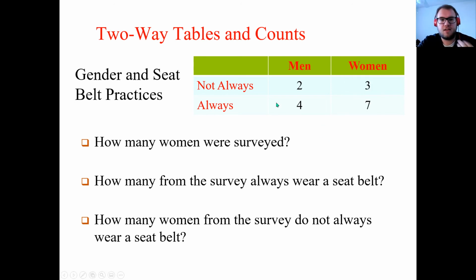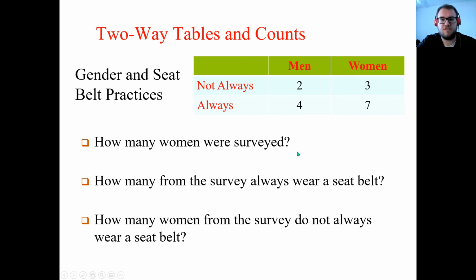So here's some more practice, two-way tables and counts, and we're going to look at gender versus seatbelt practices. Not always means they don't always wear their seatbelt while in the car. Always means they're always wearing their seatbelt in the car. And then men and women.